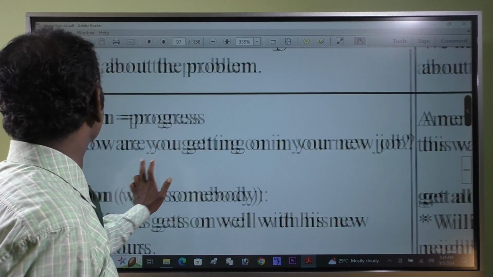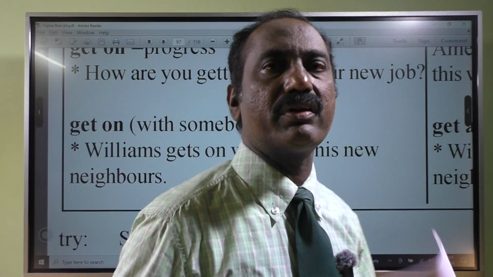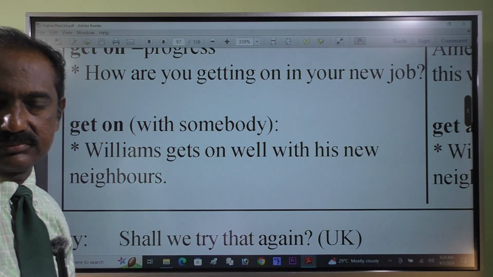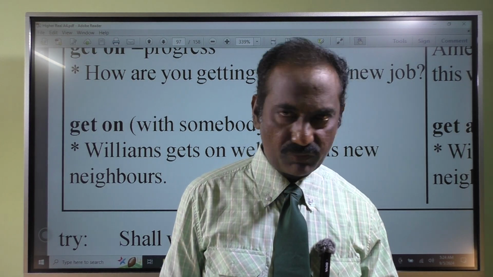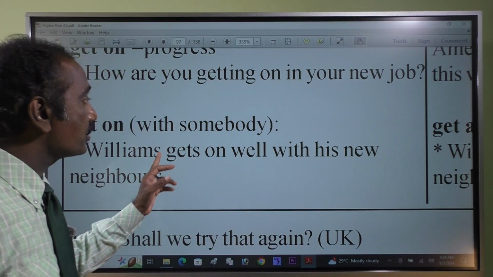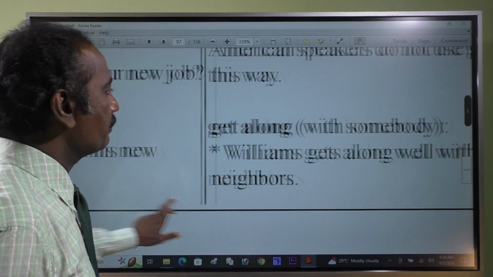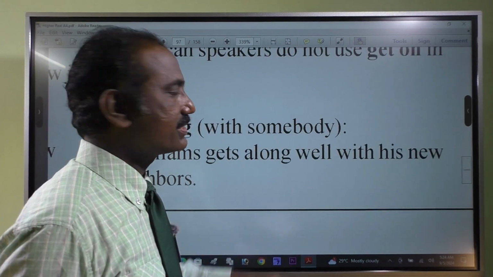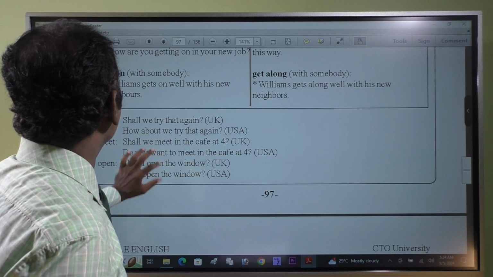Okay, let us come to the next point. Get on usually means doing well or overcoming a position, hurdle or problem. See here, Williams gets on well with his new neighbors. Williams is doing okay, adjusting everything and going together well. But Americans say Williams gets along, not gets on. Williams gets along well with his new neighbor or new neighbors also. We can use that.